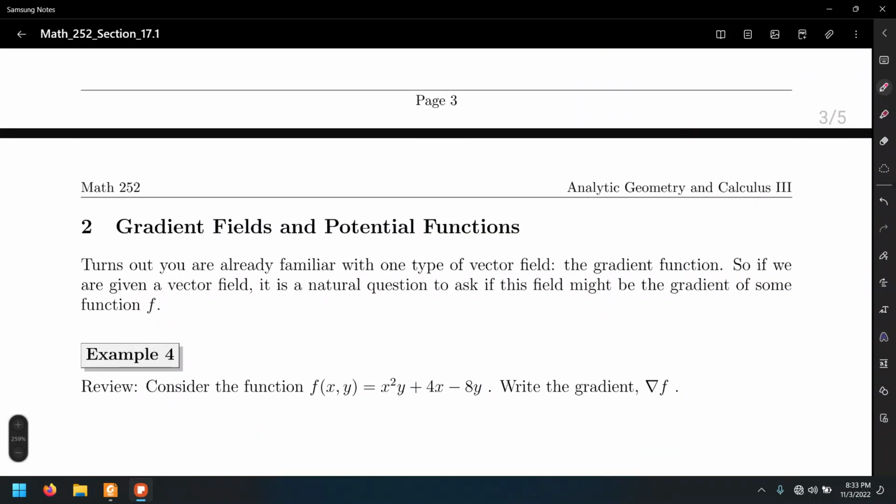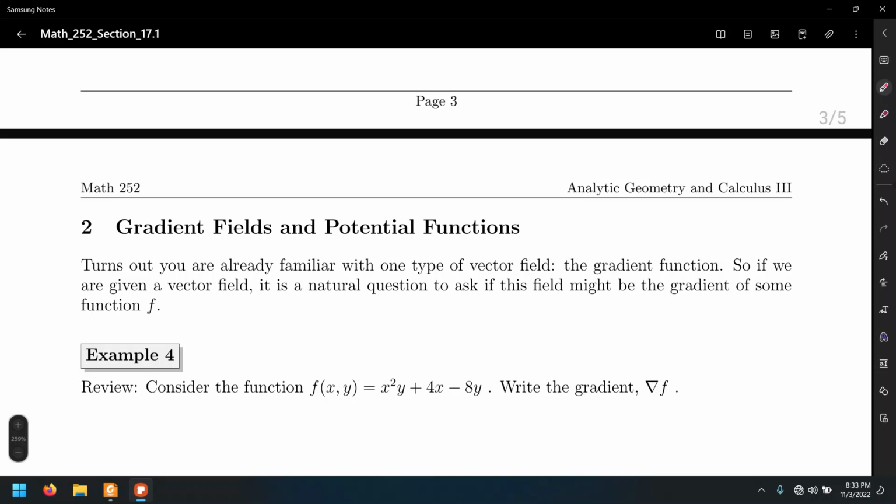We're already familiar with vector fields, but we didn't talk about them because back then we were only studying partial derivatives. Our first task in partial derivatives is to find the partial derivative with respect to x and with respect to y. Just to review, the partial derivative with respect to x was the rate of change in the x direction, while the partial derivative with respect to y was the rate of change in the y direction.